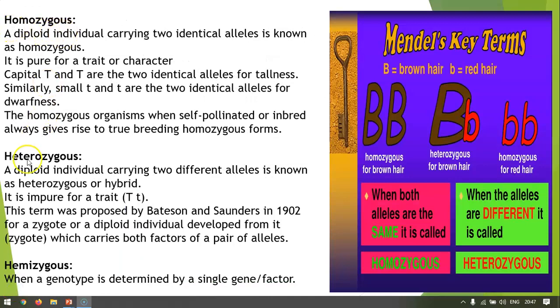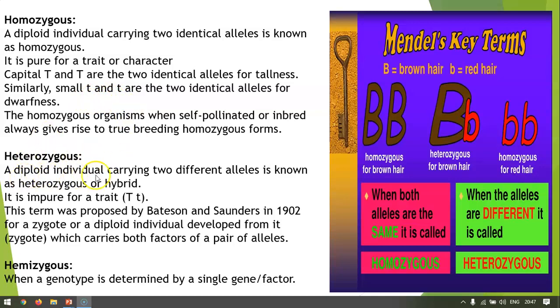Now you have a homozygous condition and a heterozygous condition. A diploid individual carrying two identical alleles is known as homozygous. It is pure for that trait or character. For example, two capital T's are identical alleles for tallness. Similarly, two small t's are identical alleles for dwarfness. Basically, you denote the dominant characters with capital letters and the recessive characters with small letters.